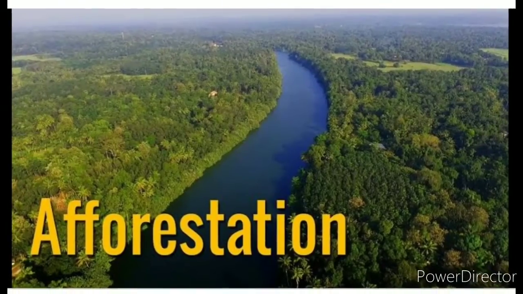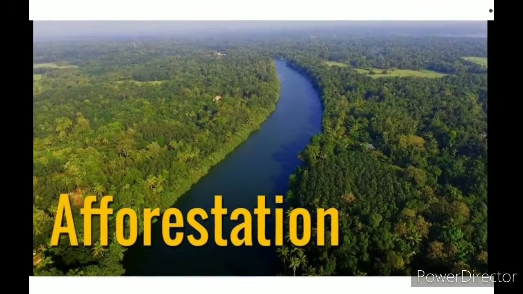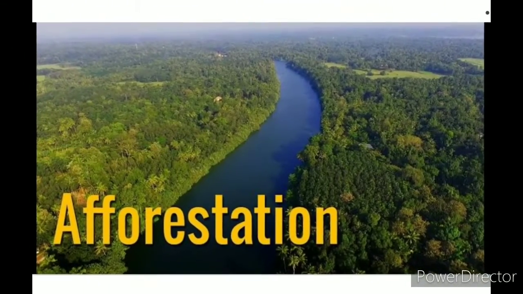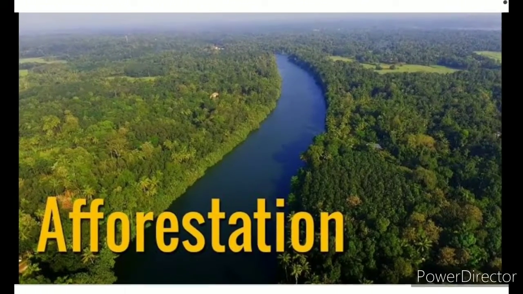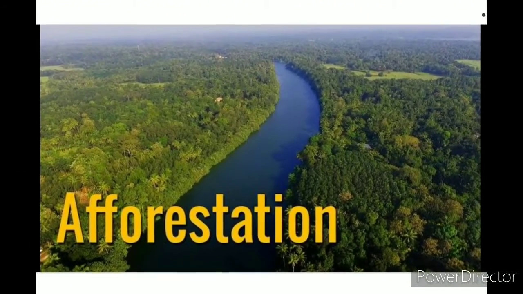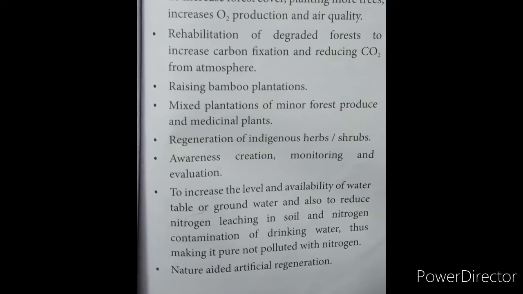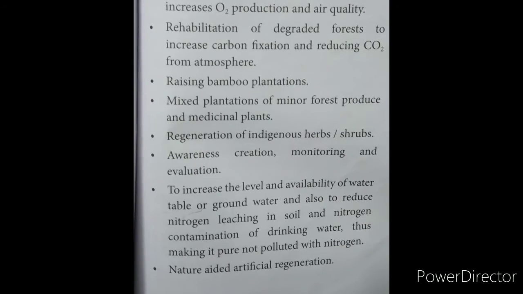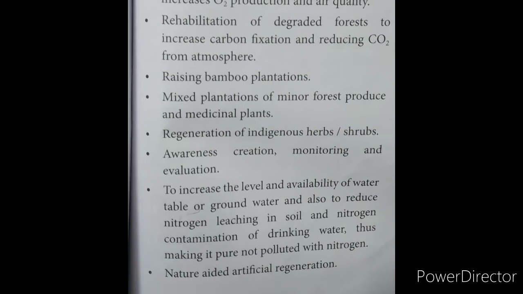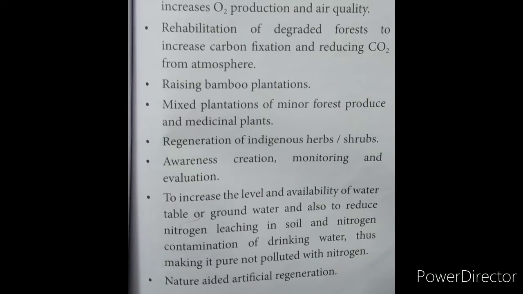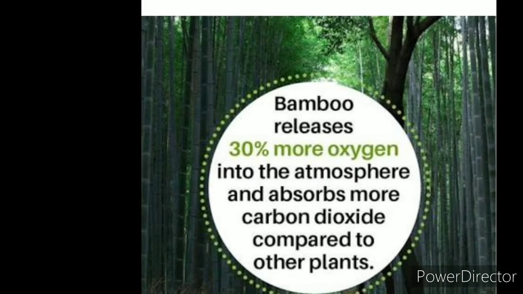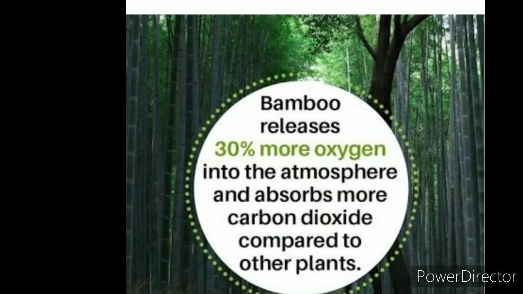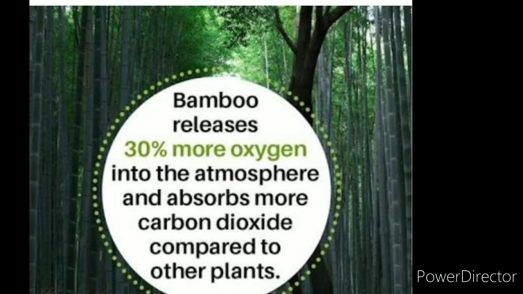Next one is afforestation. Afforestation is planting of trees where there was no previous tree coverage. Objectives of afforestation. To increase forest cover, as planting more trees increases oxygen production and air quality. Rehabilitation of degraded forests to increase carbon fixation and reduce carbon dioxide in the atmosphere. Raising bamboo plantations, because bamboo absorbs carbon dioxide, produces oxygen, controls soil erosion, etc.